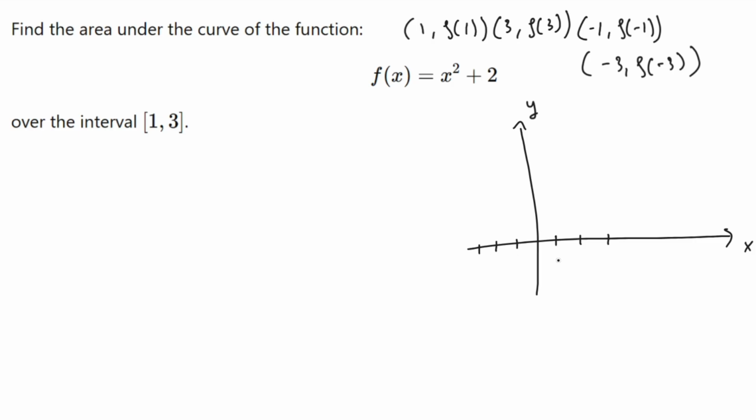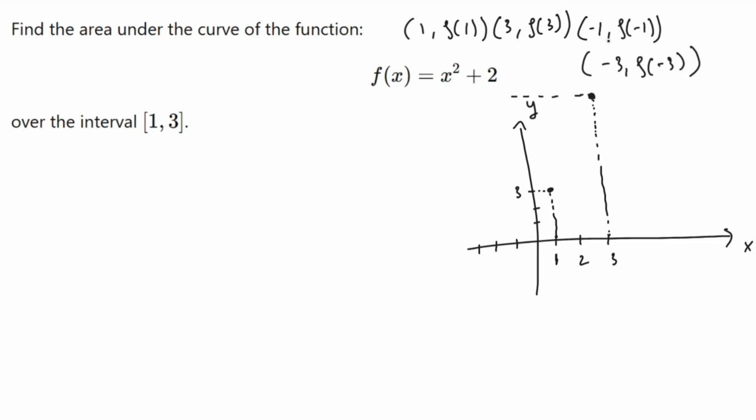So when x equals 1, f(1) equals 3. So this is 3, this point. And when x equals 3, f(3) equals 11, so it's up here. This point.